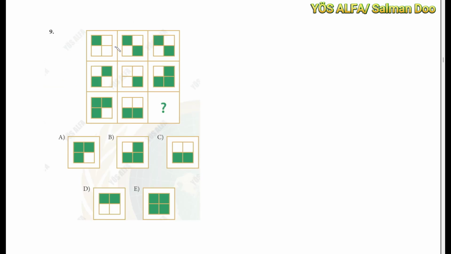Number 9. We are summing up the first two figures, and the third one is the result. So this one is overlapping with this one to have this one. So when we merge these two, we have this as the result. So this one and that one merging together will have this one, E, as the answer.